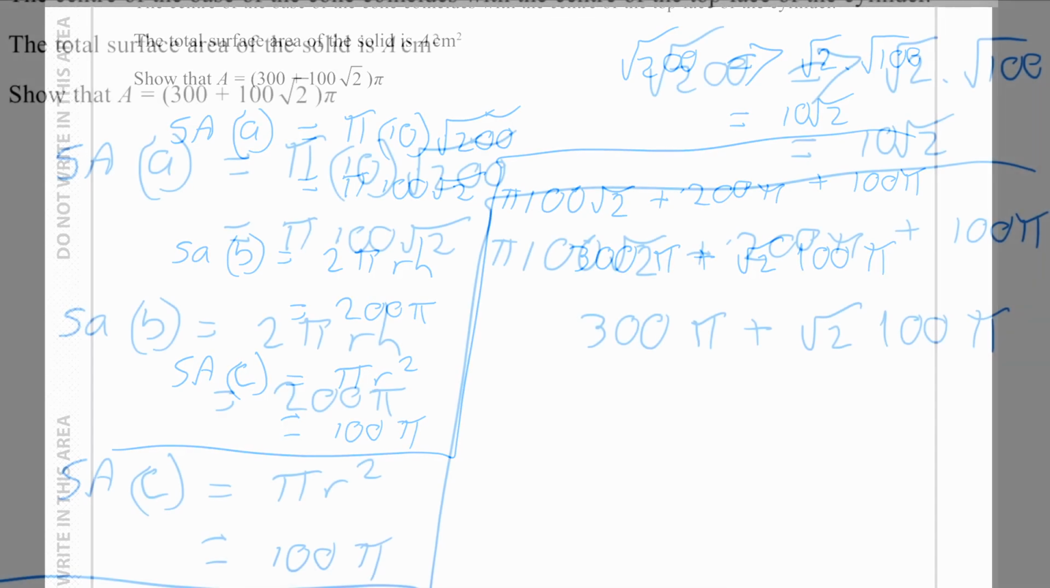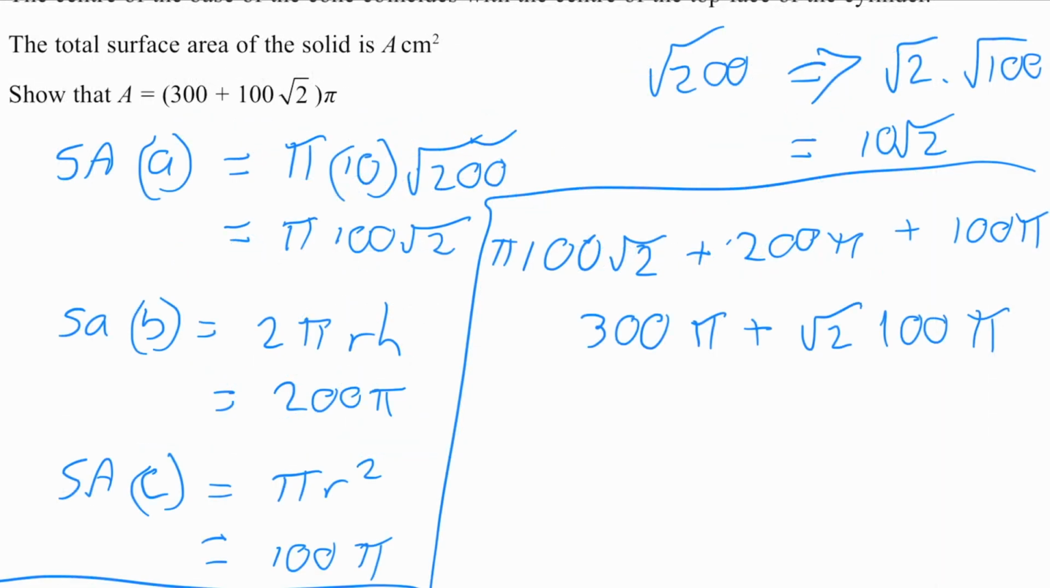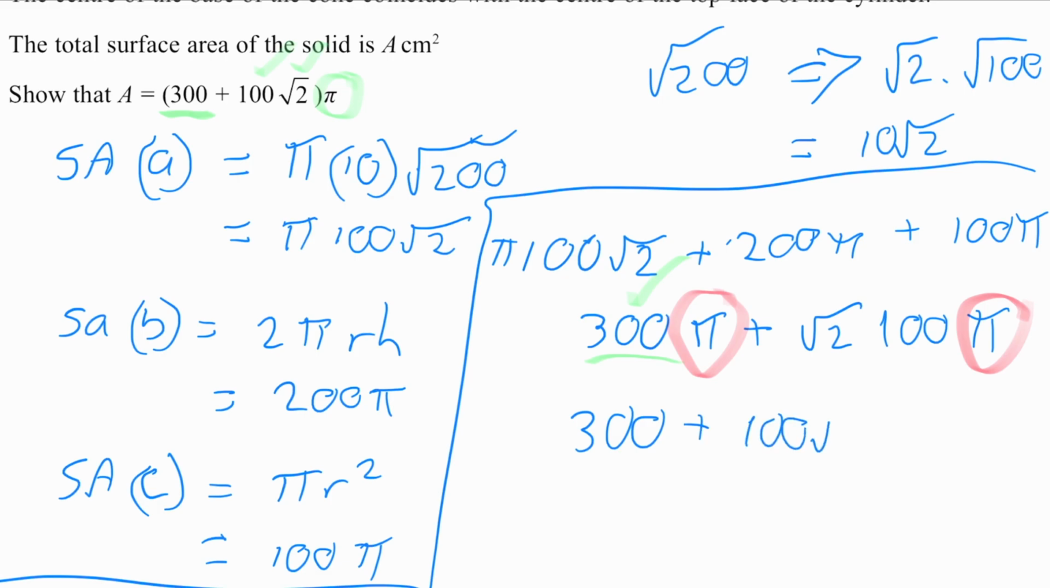And now that we have this in this form, we can see, okay, there's my 300, so I'm on the right track. And then I have a square root 2, 100, and my pi needs to be on the outside. So I actually have a common factor of pi. So I'm going to factorize this and pull the pi out. So I'll be left with 300 plus 100 square root 2, and my pi is on the outside. And there we go. That's it.